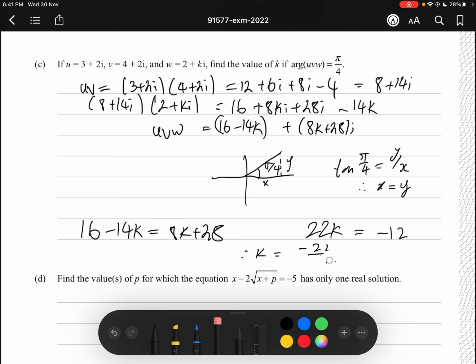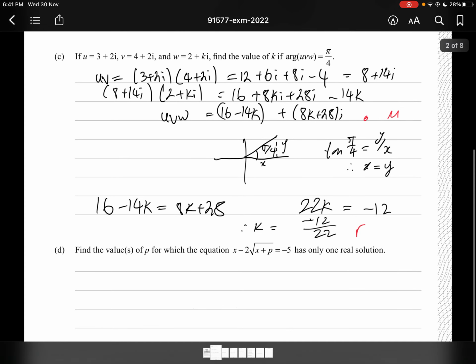Oh, sorry, other way around. Negative 12 over 22. Yeah, that's right. And this will be a merit level question. And an achieved level should be multiplying UVW to get an expression for UVW in terms of K. So if you can get up to here, that should be an achieved. Great. Let's look at number D.